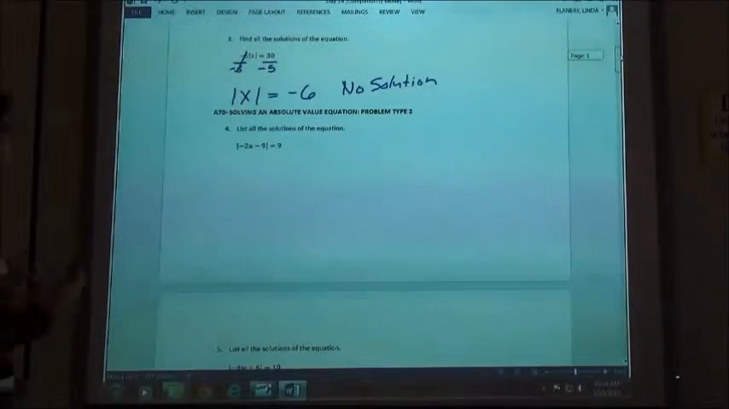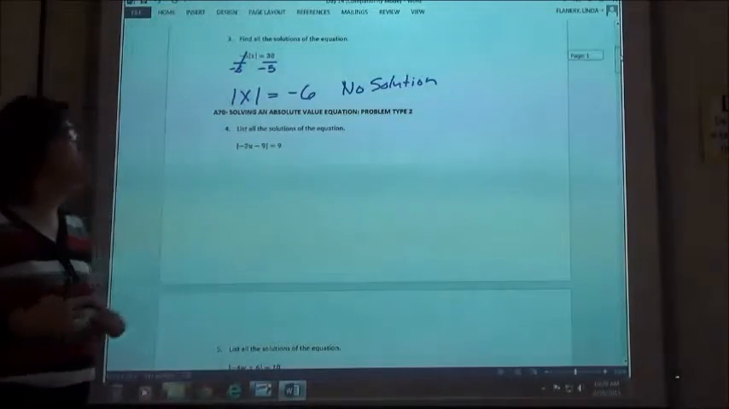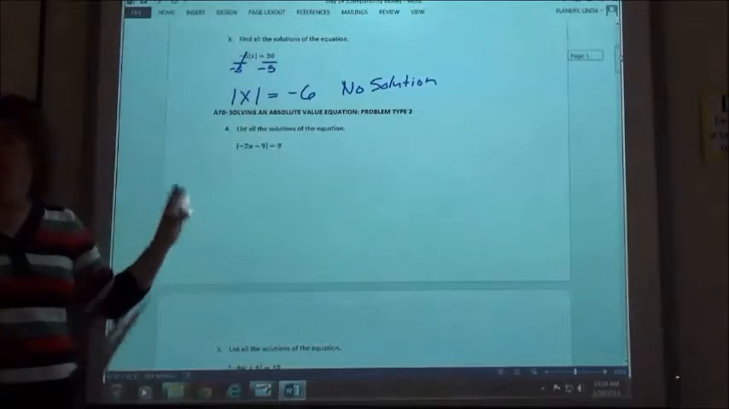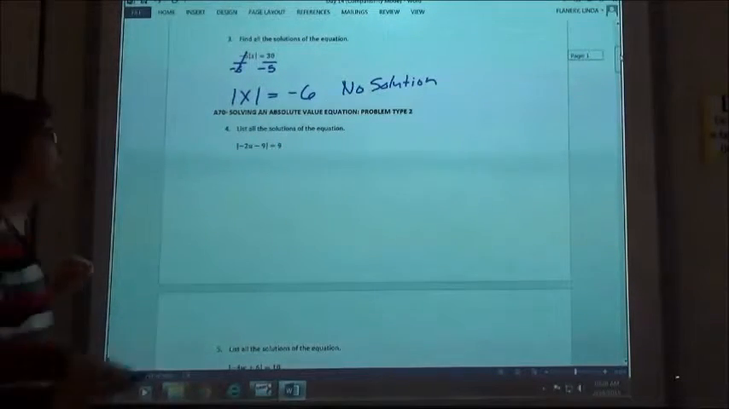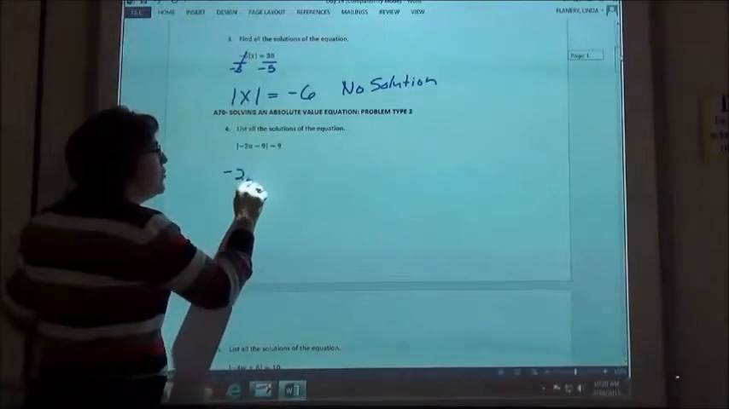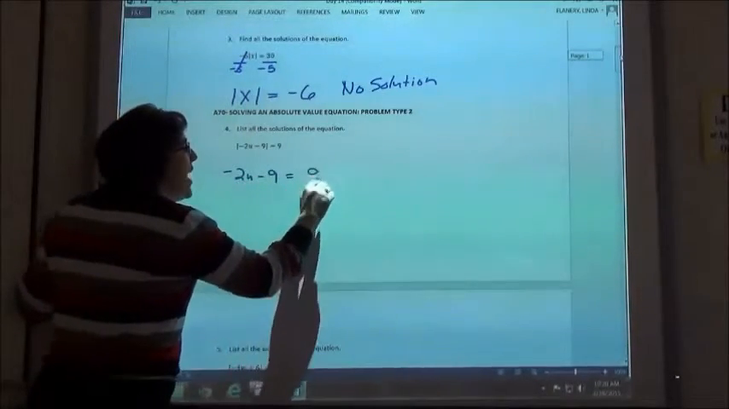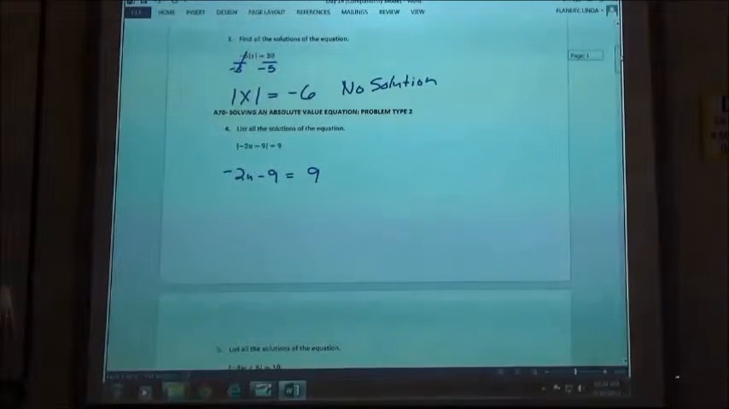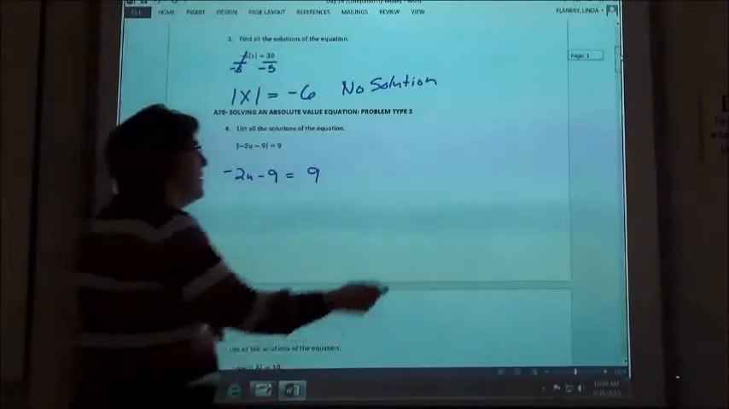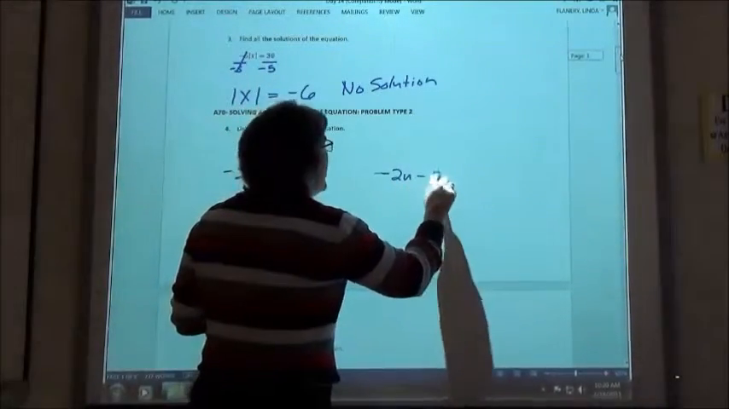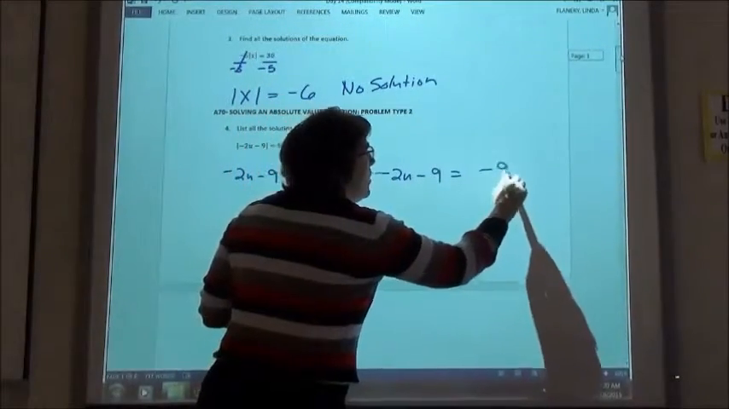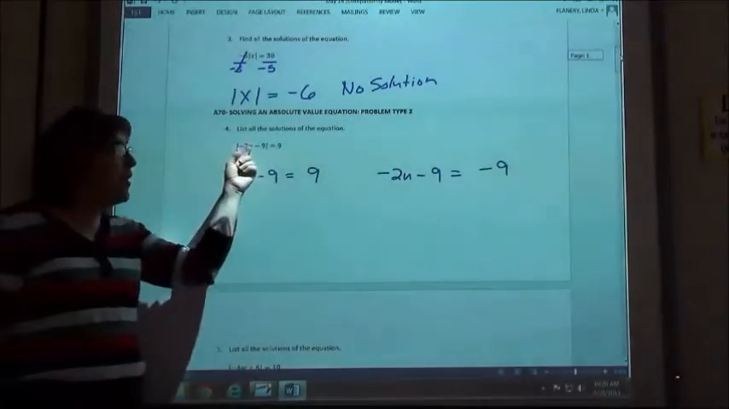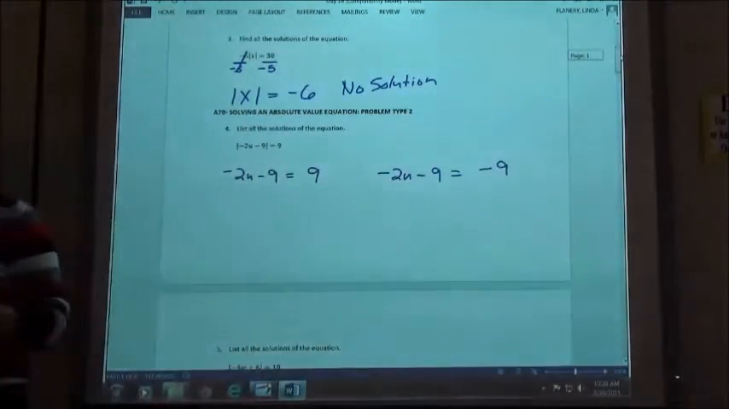Alright, so same thing will hold true. We're going to do some more absolute value problems. Because this number over here is positive, we're going to have two separate problems that we write down. Either the negative 2u minus 9 could equal 9, because the absolute value of 9 is still 9. But we have a second case. The negative 2u minus 9 could also equal a negative 9 instead of a positive 9, because the absolute value of negative 9 is still 9.